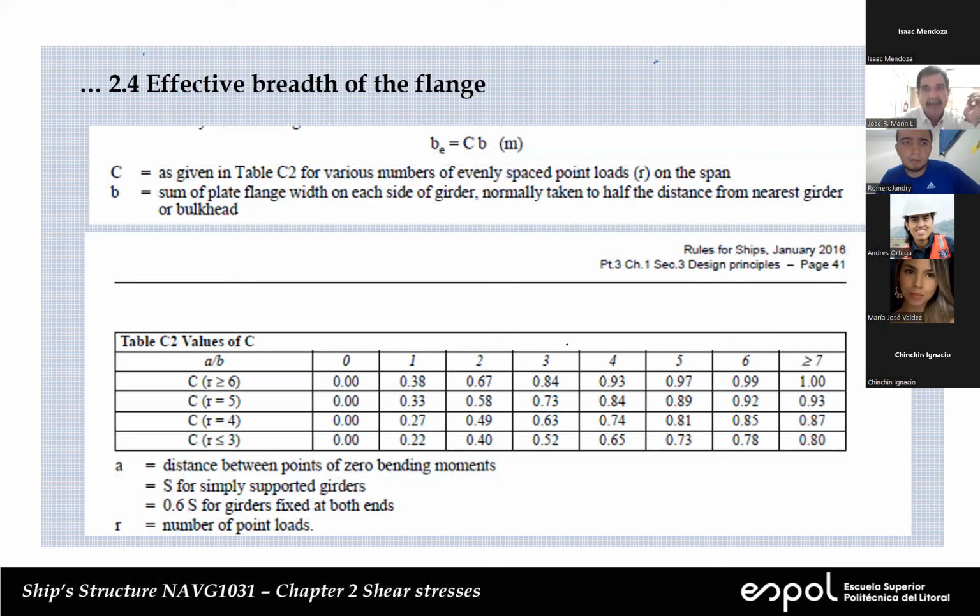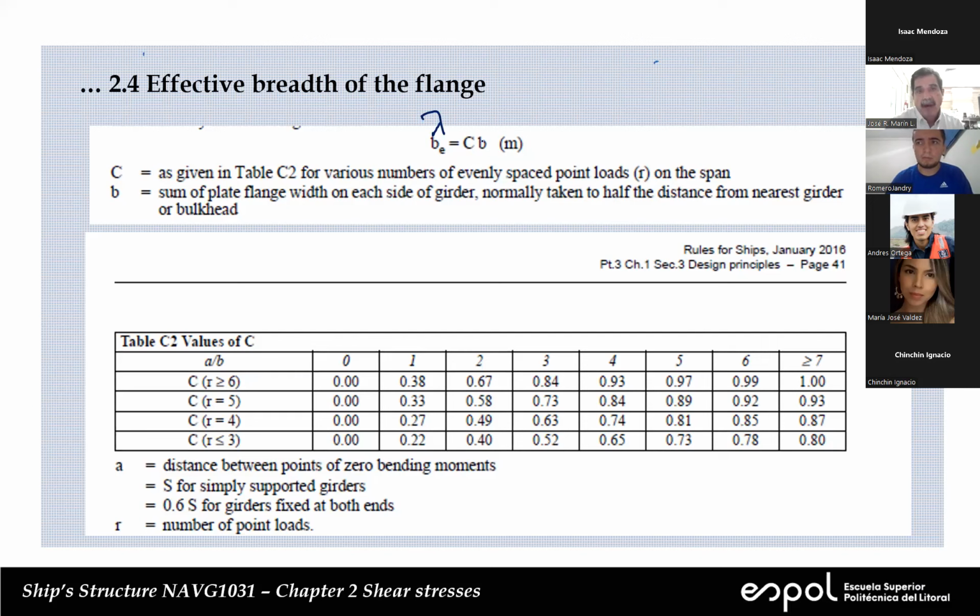This is taken from the DNV. You can read it here. It says that this is in Rules for Ships. This is 2016, but you can find it easily. Part 3, Chapter 1, Section 3, Design Principles. And what is it that we have? Here, instead of lambda, they call it B sub E. We have to be careful, okay? And they say that that's equal to a constant times B.